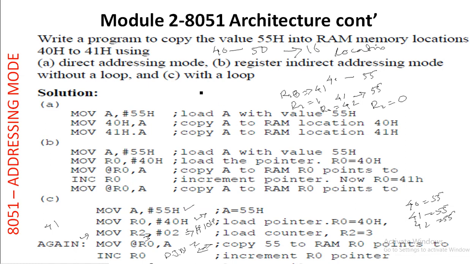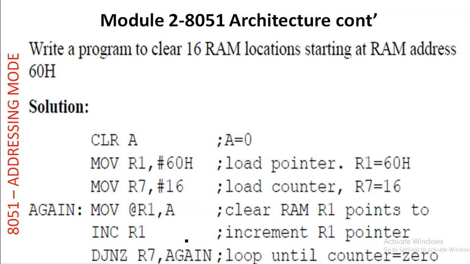That is what we do with the use of a loop instruction. Now write a program to clear 16 RAM locations starting at RAM address 60H. Very clear, very simple instruction. We have how many locations? 16 RAM locations. So count is equal to #10. Starting RAM address is 60H.